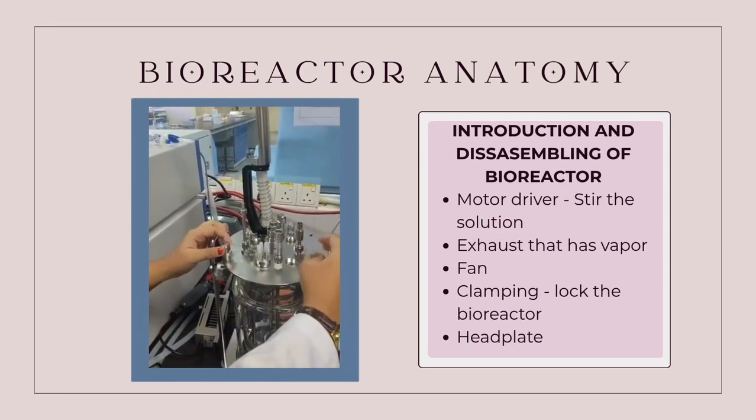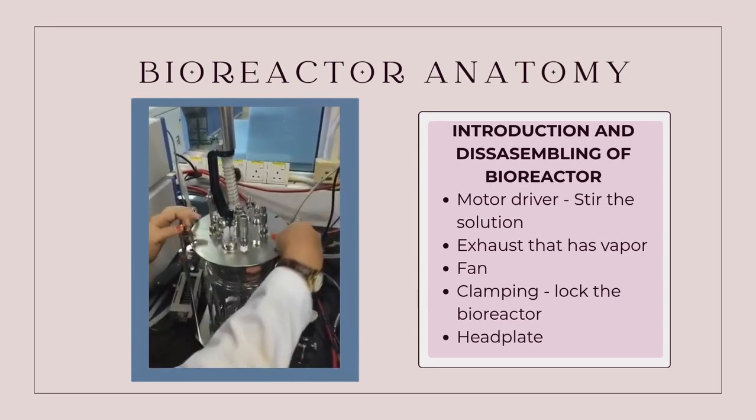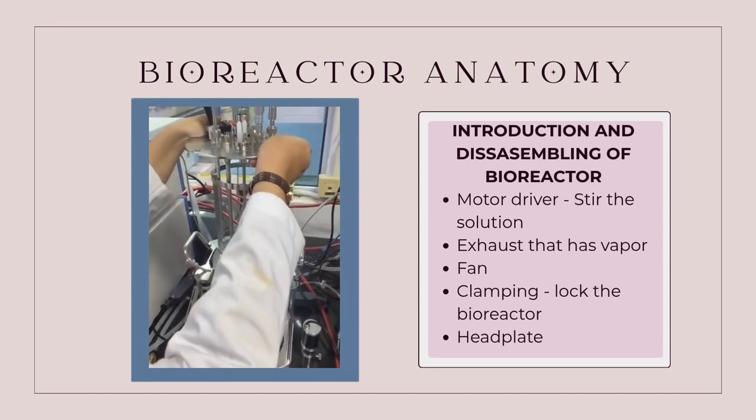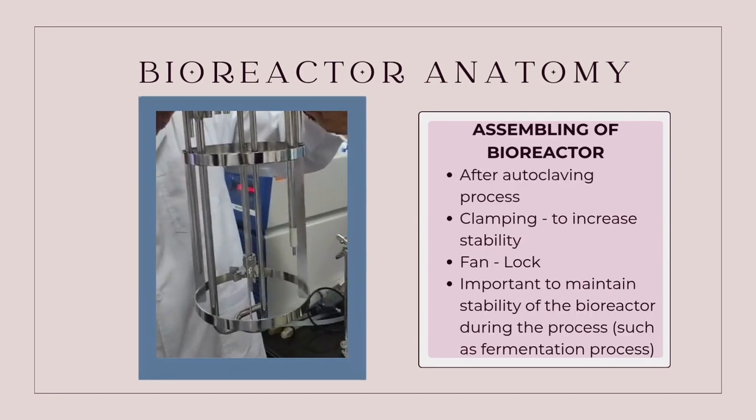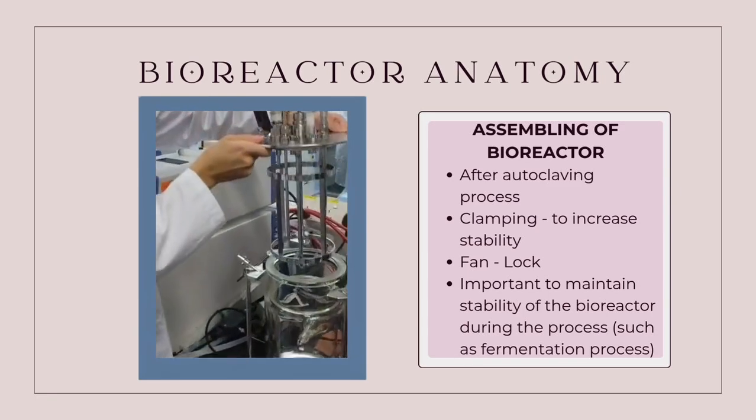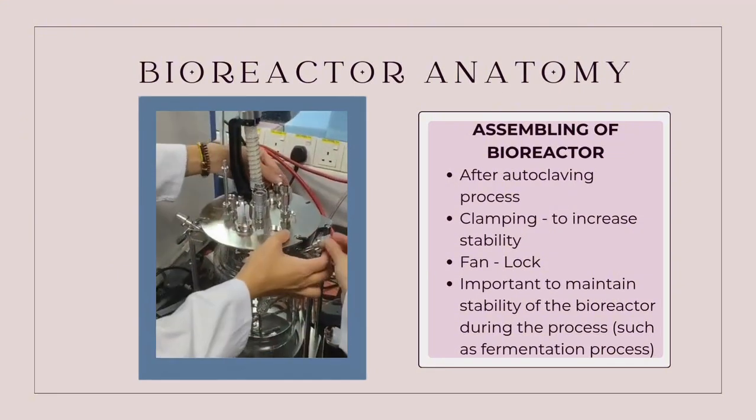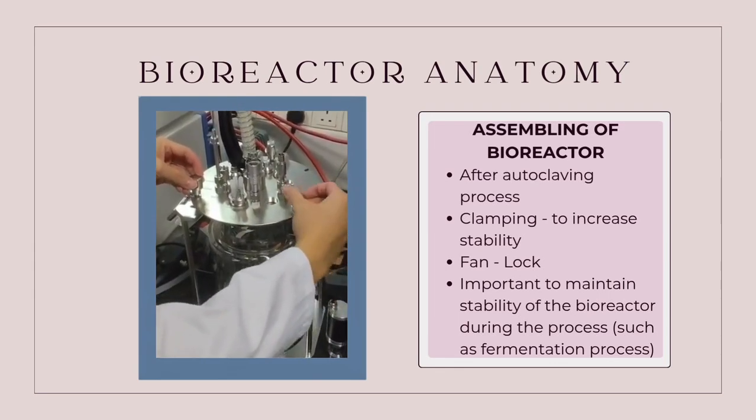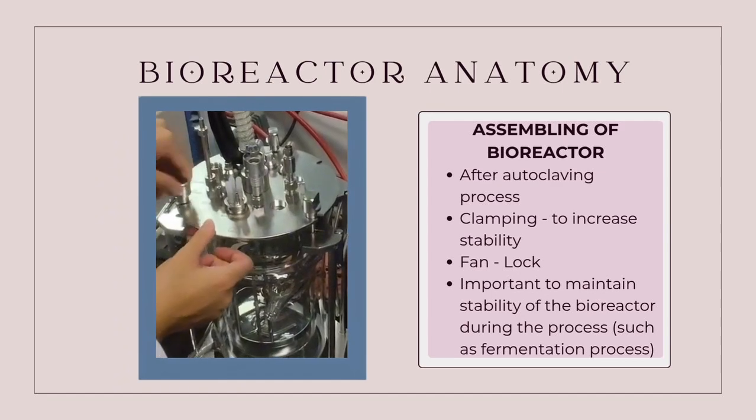And this is the clamping. The function is just to lock the bioreactor, and we will open it by taking out the head plate for the autoclave process. So after the autoclave process, we will put back these components. There will be a pipe here which can cover your sample everything. And we will clamp the head plate just to ensure it is stable enough during the reaction.